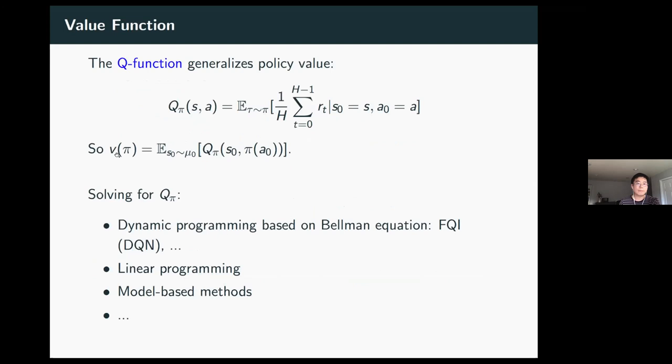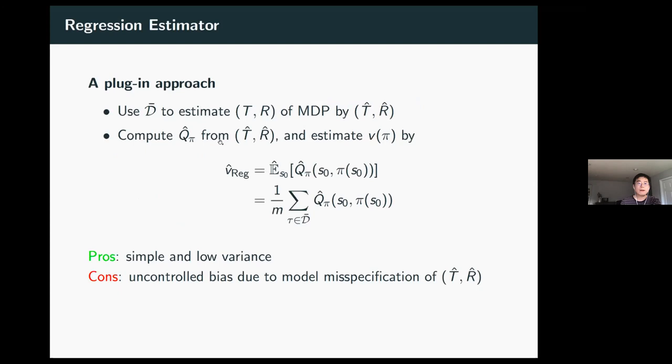As here, V pi is just an expectation of the true Q function. Now once you have an estimated Q function, all you need is to plug it in to get an estimated policy value. The problem with this approach is that when you estimate T and R, especially in the continuous state case, usually you can't easily control the bias in the modeling assumption of T and R. So even if you can get an estimate, it's hard to see how accurate the estimate is.